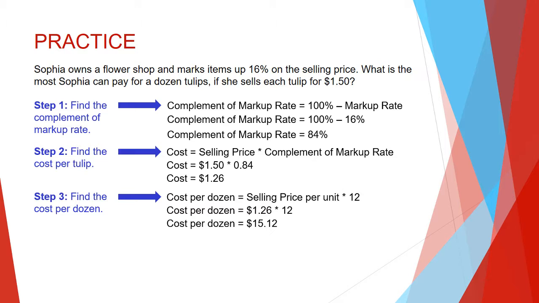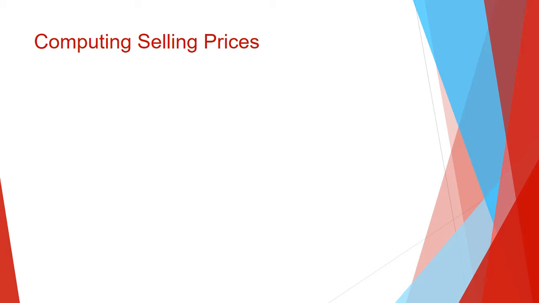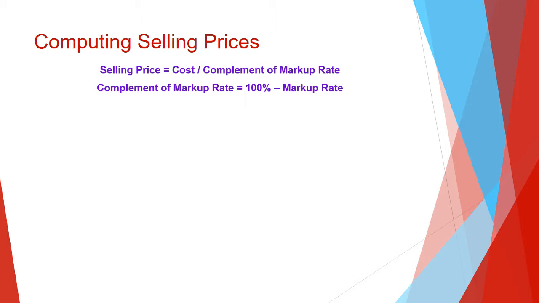Computing selling prices. Before, they gave us the selling price, and we needed to find how much we can spend on buying it from a manufacturer. This time it's going to be a little bit different. This time we're given the cost. We need to determine how much we should sell it for based on the markup rate that we're choosing. So the selling price is equal to cost divided by complement of markup rate. Same formula as earlier, complement of markup rate is equal to 100% minus whatever the markup rate is.